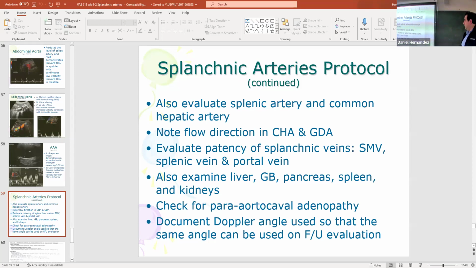We're also going to look at the superior mesenteric vein, splenic vein, and main portal veins as well. While you're scanning, you're going to examine the liver, gallbladder, pancreas, spleen, and kidneys. Look for any para-aortic caval adenopathy, so any enlarged lymph nodes surrounding the aorta. So these are your mesenteric lymph nodes. For Doppler, make sure that you have proper Doppler angles to evaluate these vessels. Look at any previous exams as well to try and mimic the Doppler angles that were utilized on previous exams for follow-up examinations.